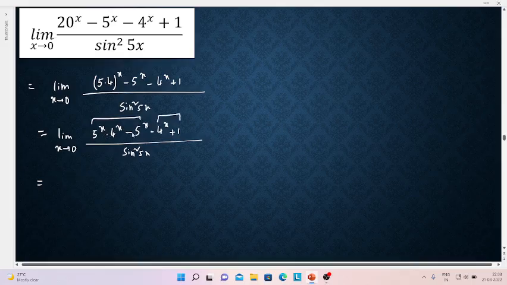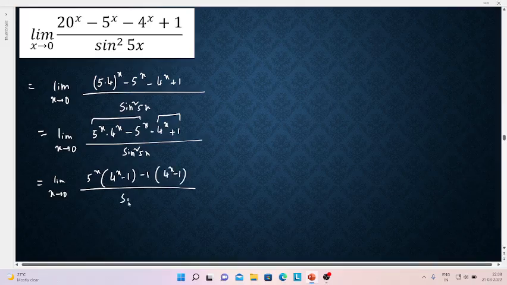If we take the first two functions on the numerator, which are 5 to the power x times 4 to the power x minus 5 to the power x, and take common only 5 to the power x, we get 5 to the power x times 4 to the power x minus 1, right? And if we take negative 1 common from negative 4 to the power x plus 1, it will be negative 1 times 4 to the power x minus 1, over sine square 5x. I have already told you this thing, right?